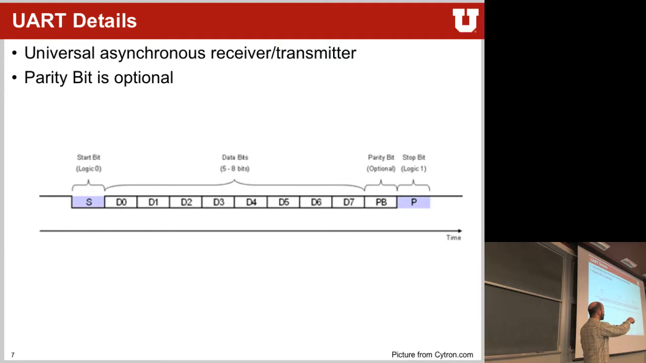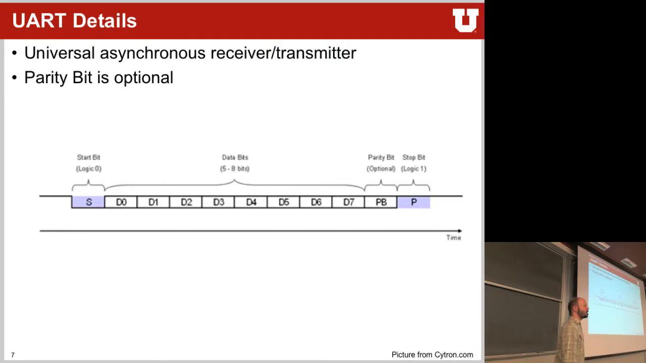At the end comes the stop bit. The stop bit is always logic one. And oftentimes you can configure how many stop bits you have, but you have to have at least one stop bit. After a stop bit, the next start bit could come immediately after that. But you have to have at least one stop bit to tell that, hey, our byte is now done, the next thing comes on the line.